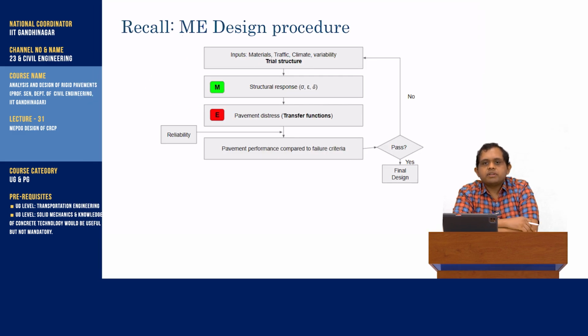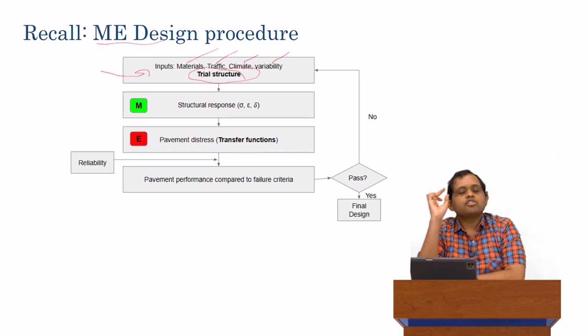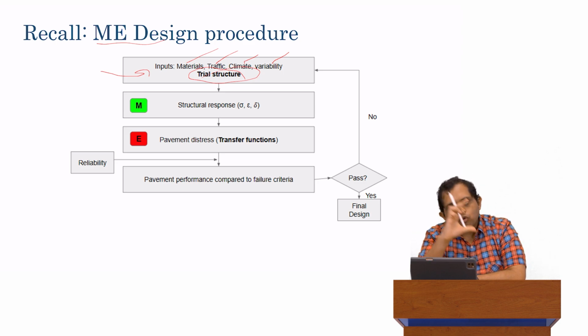Okay, so just as a brief reminder, this is the overall design procedure. This is the philosophical way that any ME design procedure works. We start with some inputs. The inputs are some materials, some traffic, some climate, some amount of variability if you want to consider it, and eventually a trial structure. So the structure is not just the thickness of the surface layer, because that is basically what we get in most of the empirical designs. It is the thickness of all the layers, it is the material properties of all the layers, it is the location, etc. So that's what we call a trial structure.